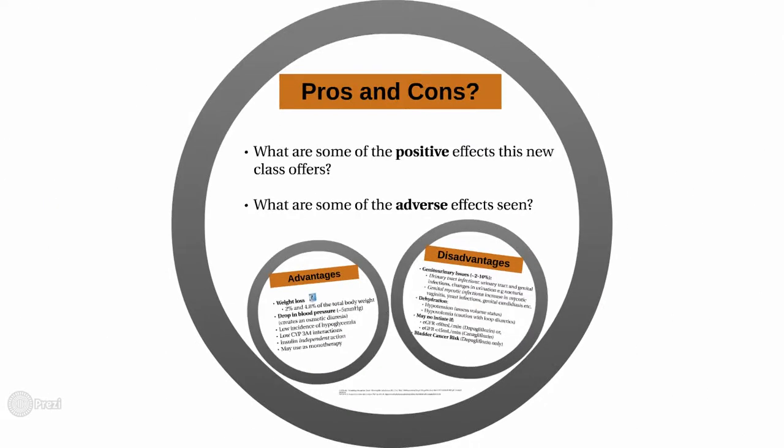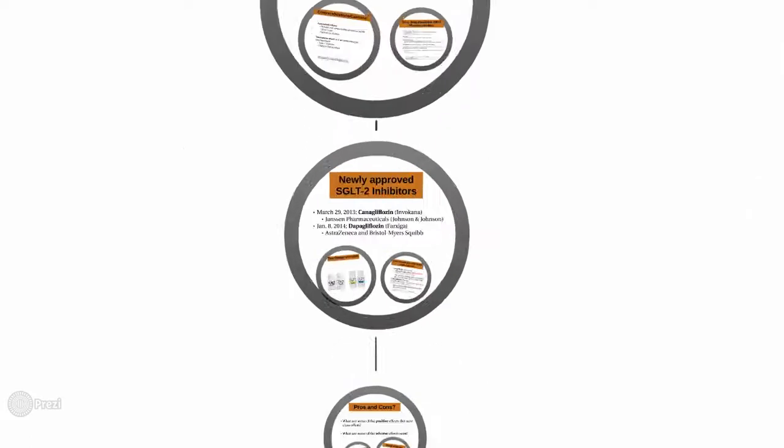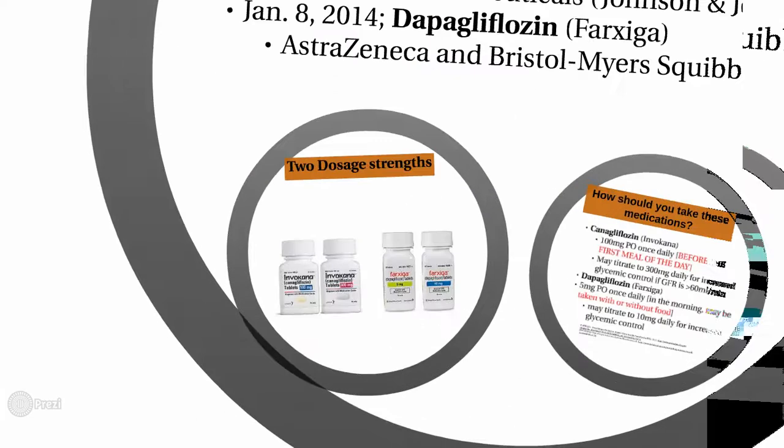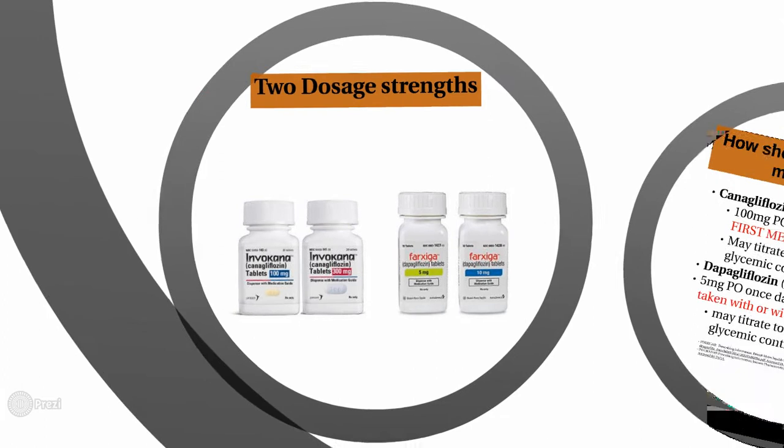So moving on. We just went over some of the pros and cons. Let's go into the two new drugs that were just approved. Canagliflozin was approved in 2013, and then dapagliflozin in 2014. They came in 2 dosage strengths each. The first one is 100 milligrams for canagliflozin, and it also comes in a 300 milligram strength. And dapagliflozin comes in 5 and 10.